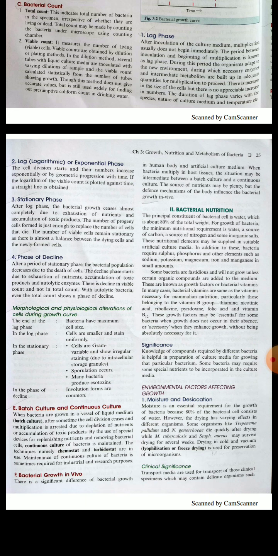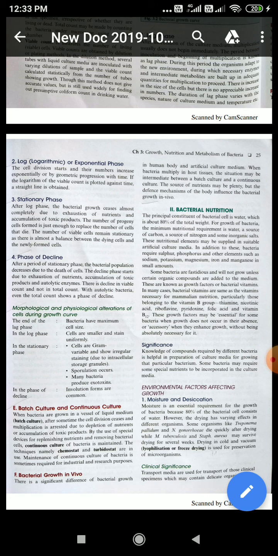Next we have morphological and physiological alteration of cell during growth curve. At the end phase of the lag phase, bacteria have maximum cell size. In the log phase, cells are small and stain uniformly. In the stationary phase, cells are gram variable and show irregular staining due to intracellular storage granules. Sporulation occurs. Many bacteria produce exotoxin. In the phase of decline, involution forms are common.